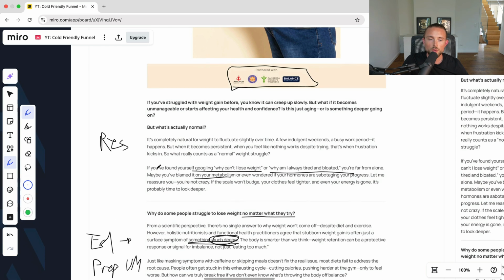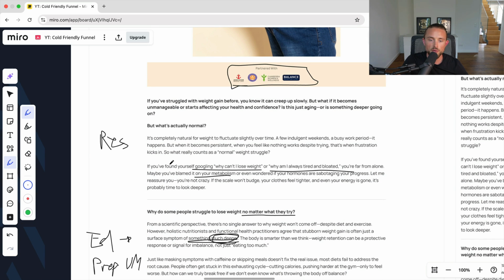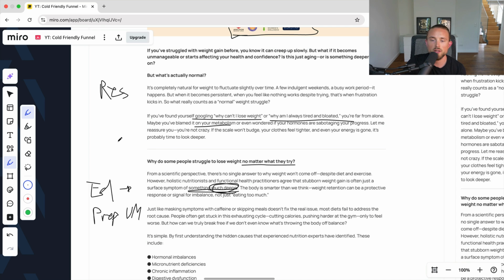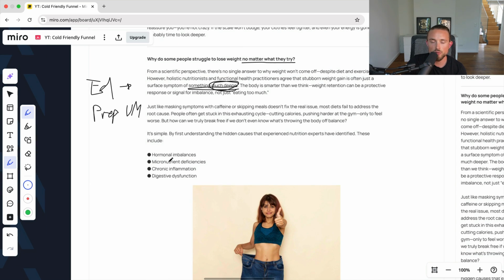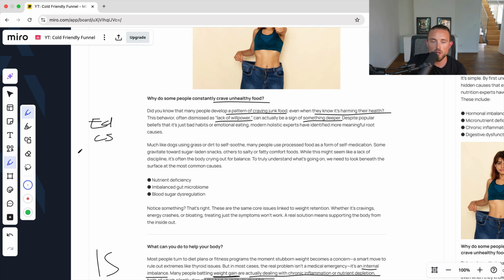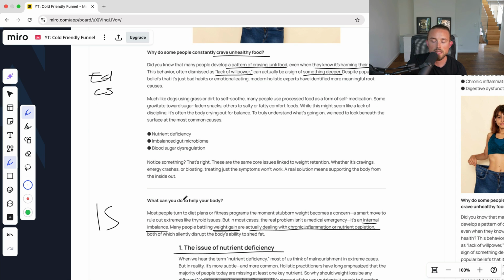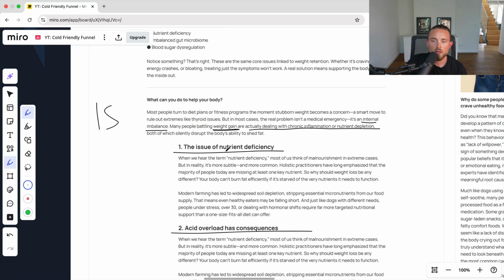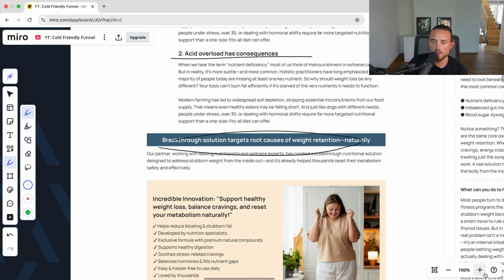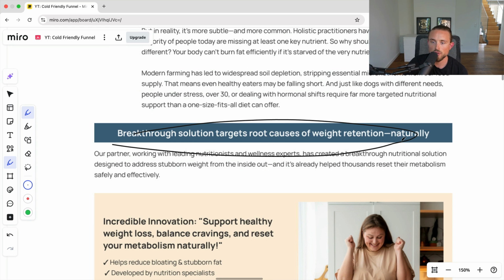So as you can see, with the whole hook, we want to resonate with them first and really hook them in. Then we start educating them around their current situation, and we already prep for the unique mechanism. Then we educate them some more around the current situation, and then again we start the opening paragraph to then introduce the solution. Right, so: "Breakthrough solution targets root cause of weight retention naturally. Our partner, working with leading nutritionists and wellness experts, has created a breakthrough nutritional solution designed to address stubborn weight from the inside out, and it's already helped thousands reset their metabolism safely and effectively."